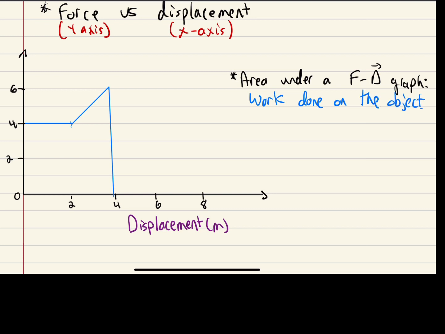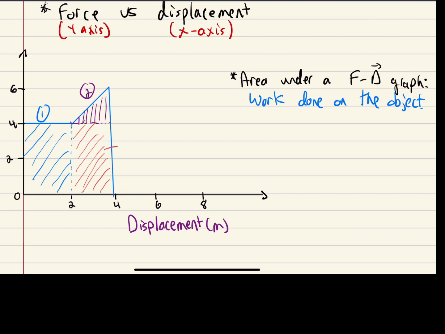And so if I have a complex graph like this, what I like to do is separate it into as many readable shapes as I can, and I'll kind of color coordinate this. So let's say I got a force, again on the y-axis, with the displacement on the x-axis here. And so I could see that my first shape over here is a rectangle, and so that'll be my shape number 1. My triangle over here will be the shape number 2. And then, of course, the other rectangle would be shape number 3.